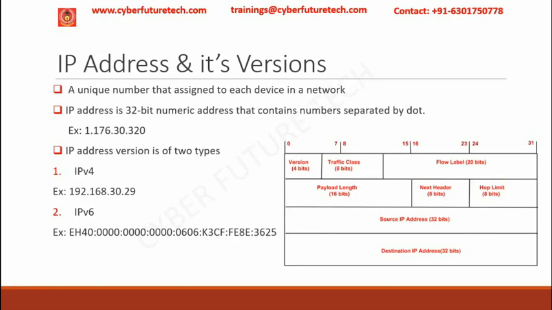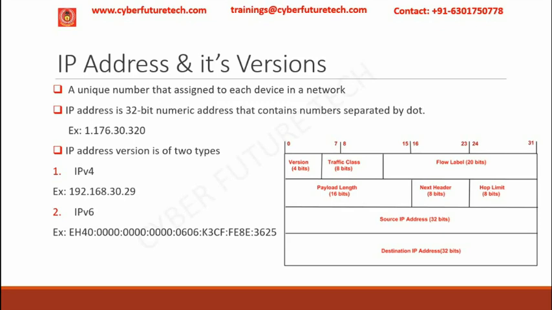Version. It is of 4-bit size. This field tells the version of IP, that is 6. Traffic class. This field is 8 bits in size. This field is similar to the type of service field in IPv4. This field indicates the class and priority of IPv6 packets.